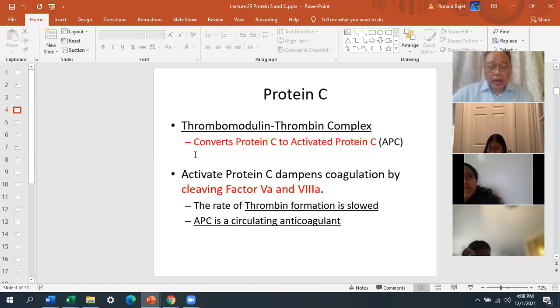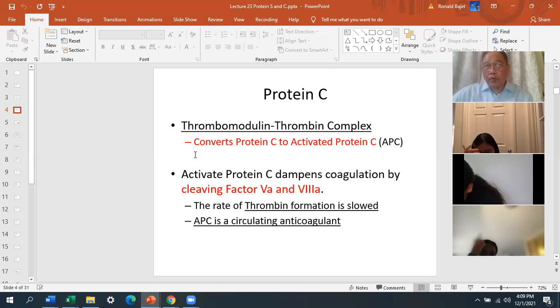So activated protein C dampens coagulation by cleaving 5A and 8A. So now you have two places in the coagulation cascade where components are taken out. The first one, remember, is thrombin, to prevent fibrinogen going to fibrin. And this is the second place. It'll cleave 5A and 8A. So it has two places in the coagulation cascade where components of that cascade are taken out.